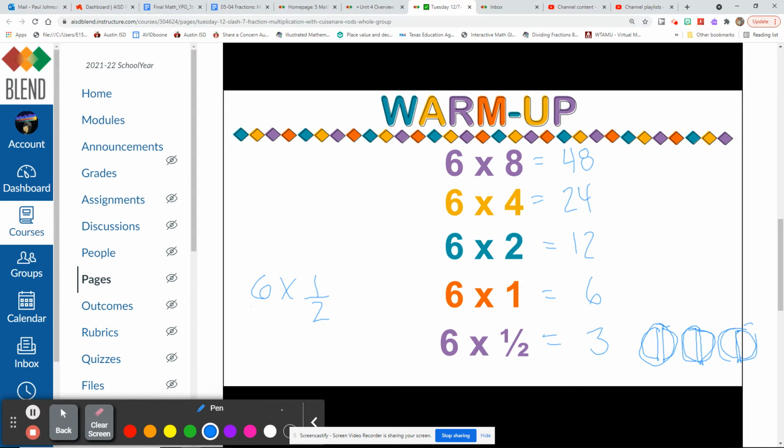Remember, if you wanted to do that using the algorithm, 6 times 1/2, what we're going to do is turn the whole number into a fraction with the capital T pose. Remember, it's not really a capital T, it's just your fraction bar and a 1 as a denominator, but it looks like a capital T and it's easier to remember. And then after that, it's top times top. 6 times 1 equals 6. Bottom times bottom. 1 times 2 equals 2.